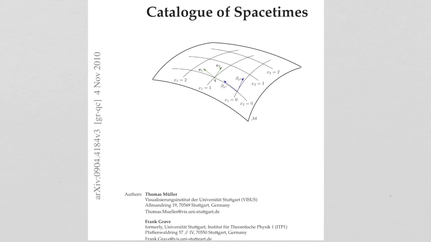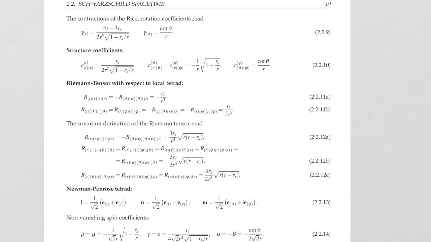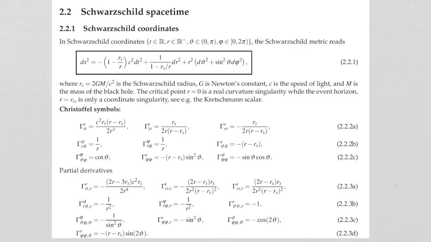Now, it's pretty ambitious, actually, right? Because there's some pretty esoteric stuff in the catalog. Let me give you an example. We're going to study the Schwarzschild spacetime, right? We're going to derive the Schwarzschild spacetime.